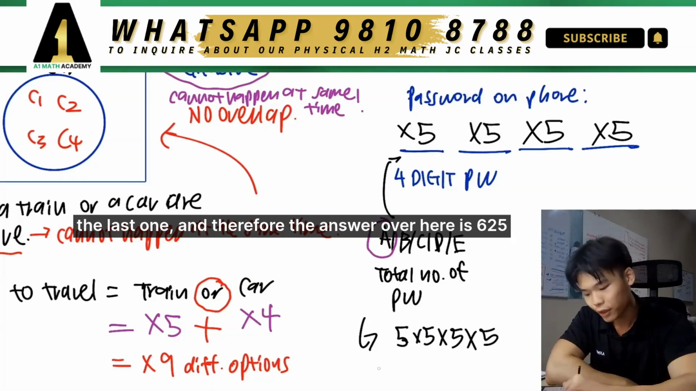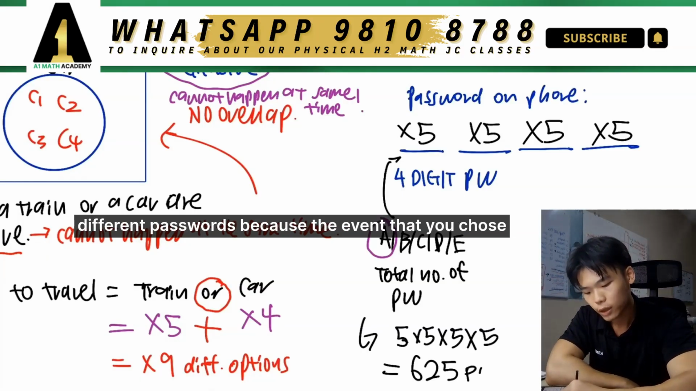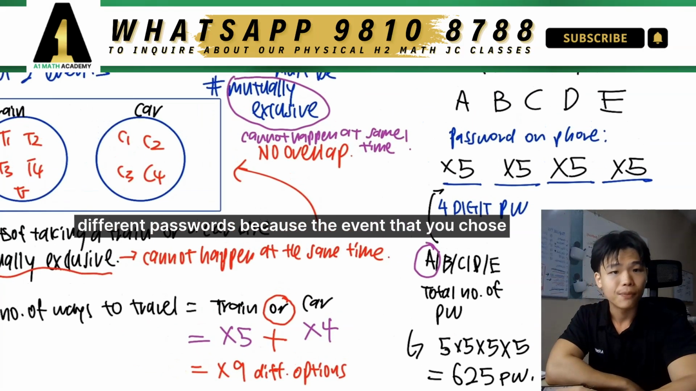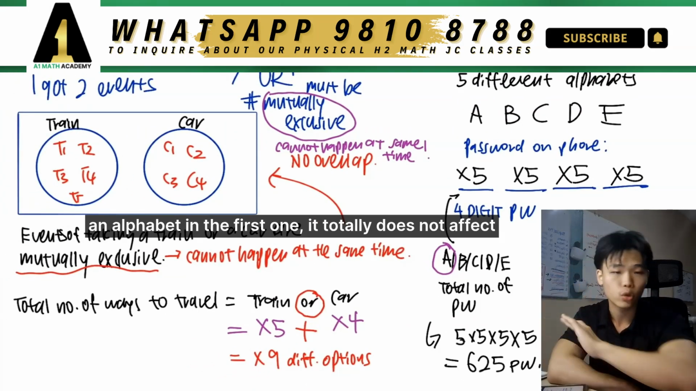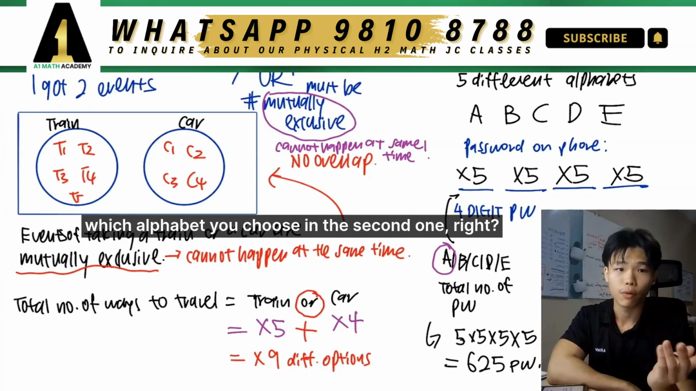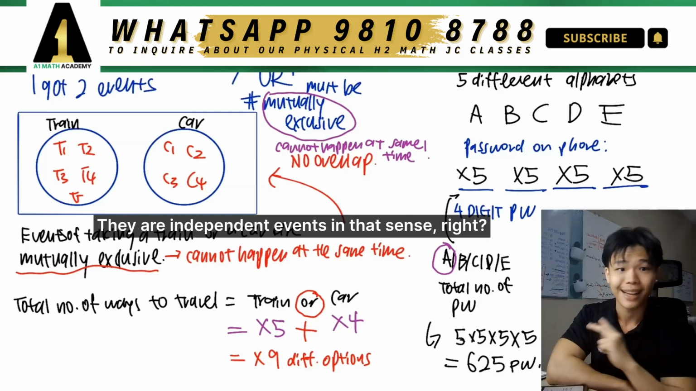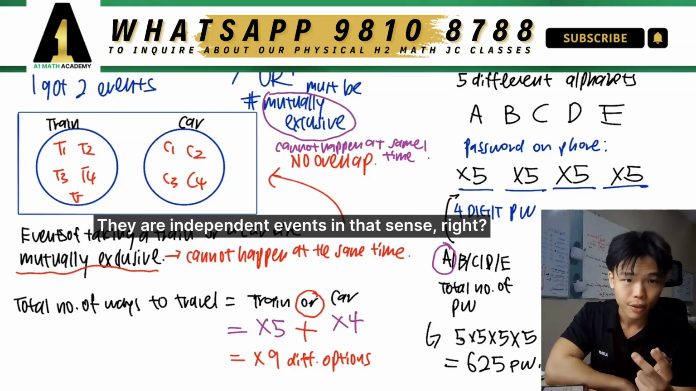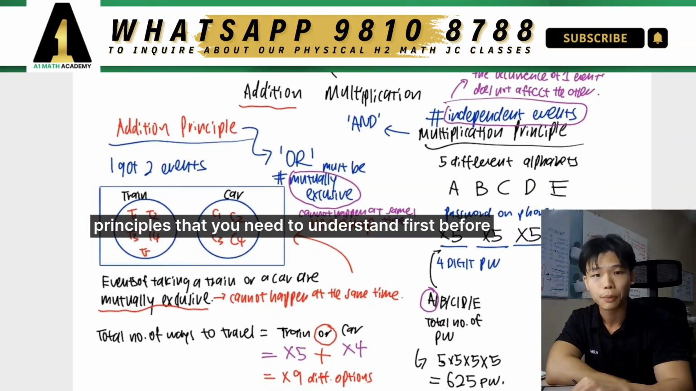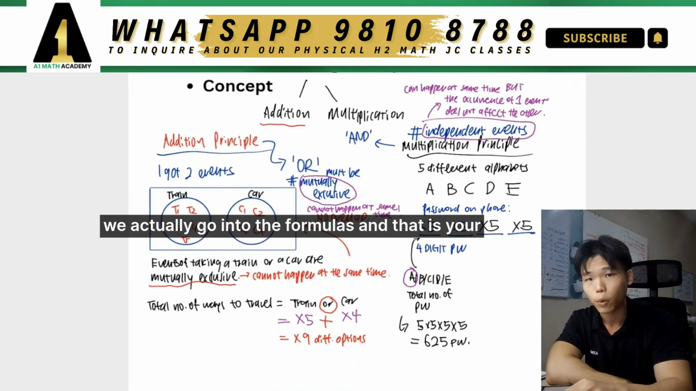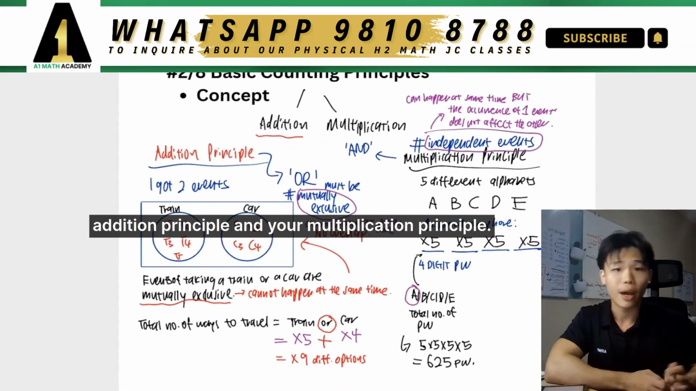And therefore, the answer over here is 625 different passwords, because the event that you chose an alphabet in the first one totally does not affect which alphabet you choose in the second one, right? They are independent events in that sense, right? And this is basically the 2 different core principles that you need to understand first before we actually go into the formulas, and that's your addition principle and your multiplication principle.